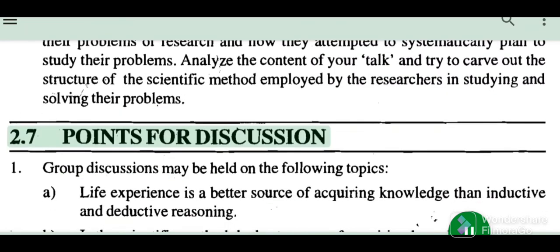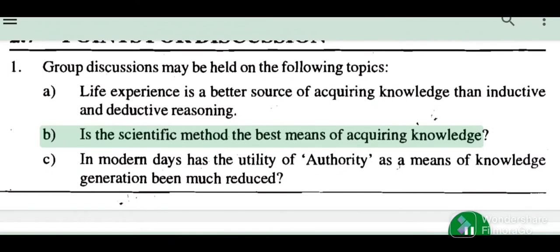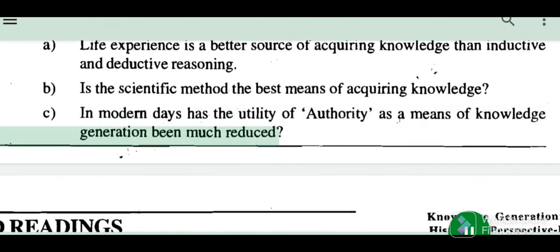2.7 Points for discussion. 1. Group discussions may be held on the following topics. A. Life experience is a better source of acquiring knowledge than inductive and deductive reasoning. B. Is the scientific method the best means of acquiring knowledge? C. In modern days has the utility of authority as a means of knowledge generation been much reduced?